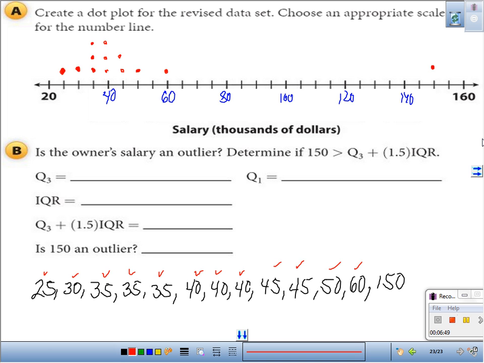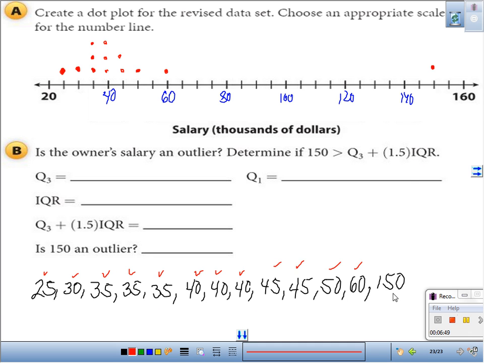So this next piece we're going to do together once again, because we want to find out to see if 150 is an outlier. It says here, watch. If the owner's salary is an outlier, the owner's salary is 150,000. So they give us the formula: 150 greater than Q3 plus 1.5 times the IQR. So here we go. First, we need to label our data with the quartiles.